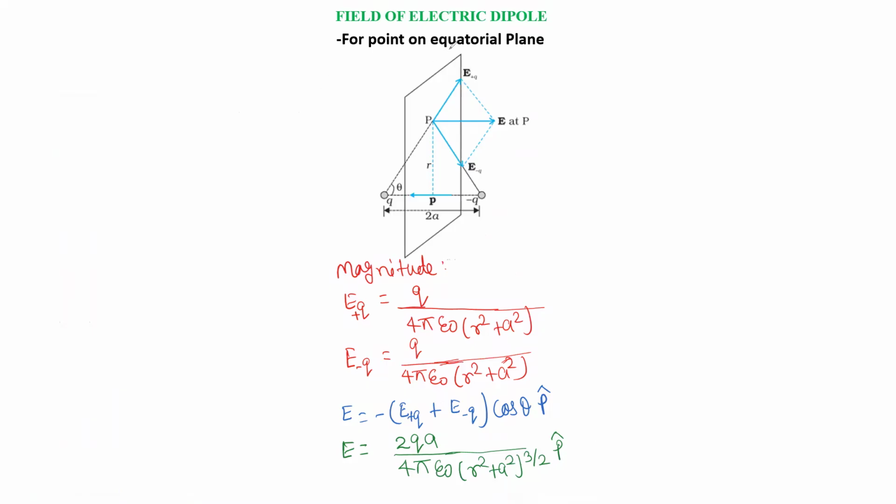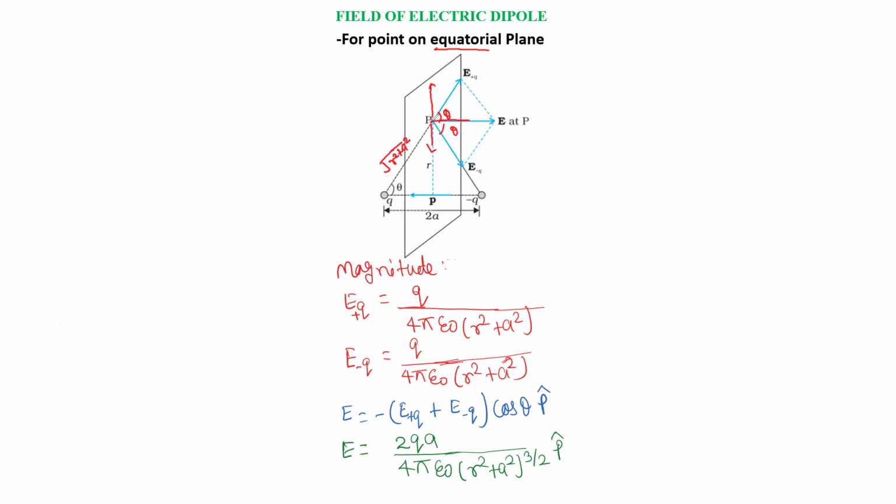Field due to electric dipole in case of equatorial plane. Here, the value of this hypotenuse will be r square plus a square, and this angle is going to be theta. Okay, and finally, the vertical components due to plus q and due to minus q are both going to cancel.